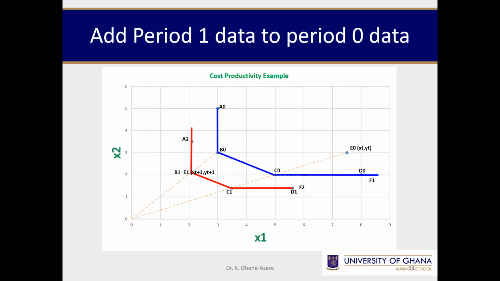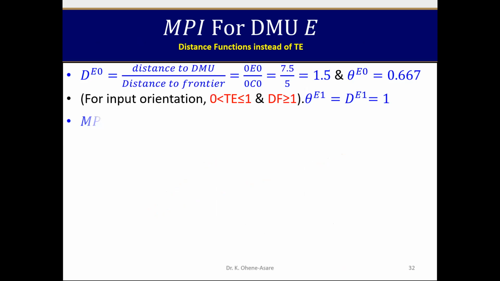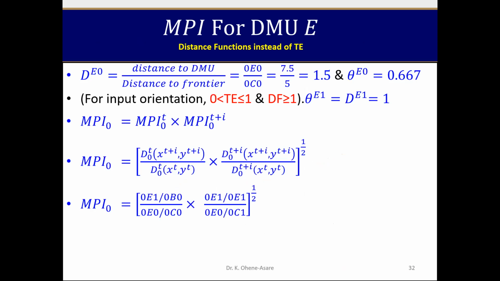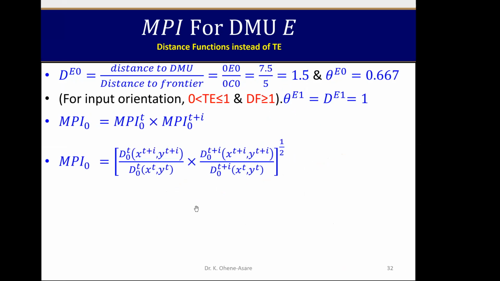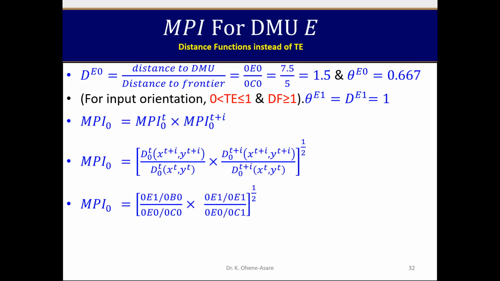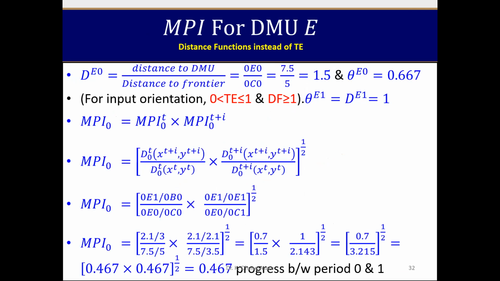And you are using distance function. So the distance to the firm over distance to the frontier. So that's correct. And that's exactly what you have right here. So you can use that approach, and then you can now estimate the Malmquist productivity for firm E. And when you do that, this is the value you get.